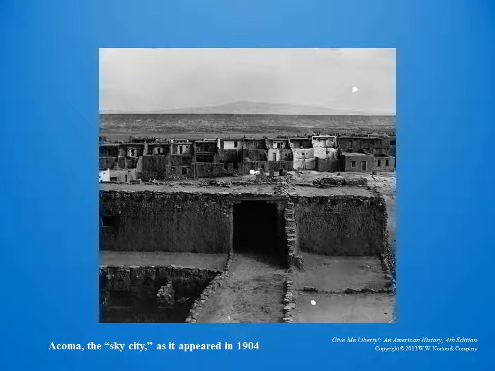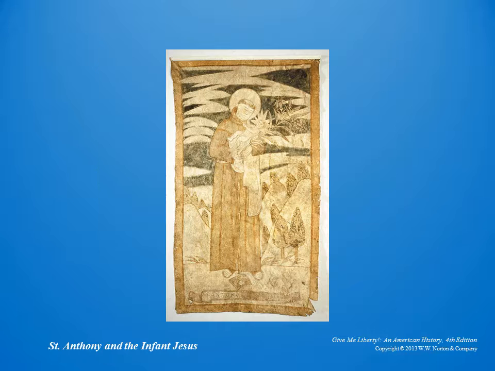And this is a picture of Acoma, the Sky City, as it appeared in 1904. And this is St. Anthony and the Infant Jesus, which is painted on a tanned buffalo hide by a Franciscan priest in New Mexico in the early 18th century. This was not long after the Spanish had reconquered the area from which they had been driven out during the Pueblo Revolt.